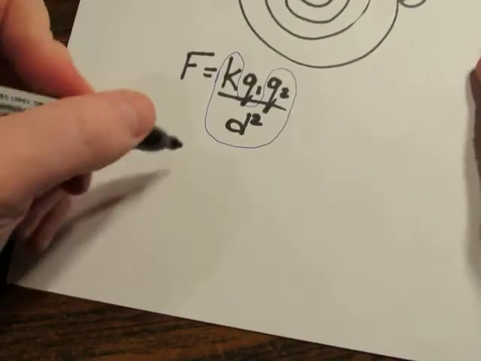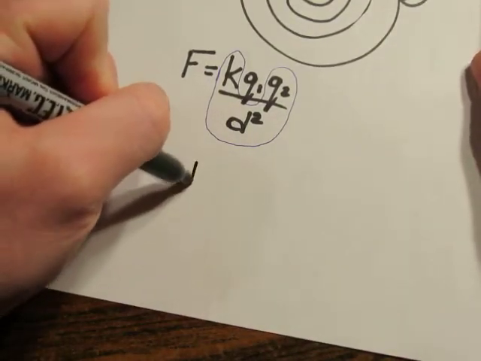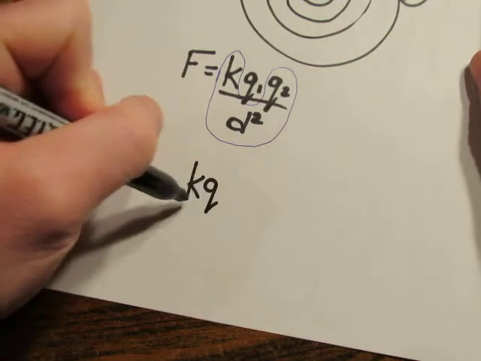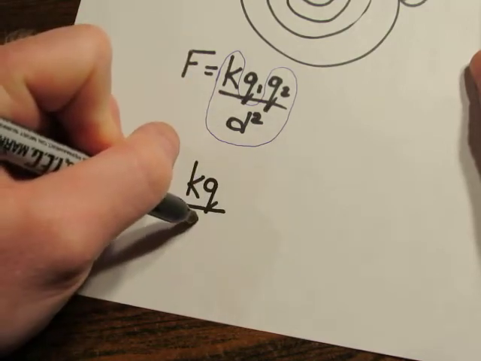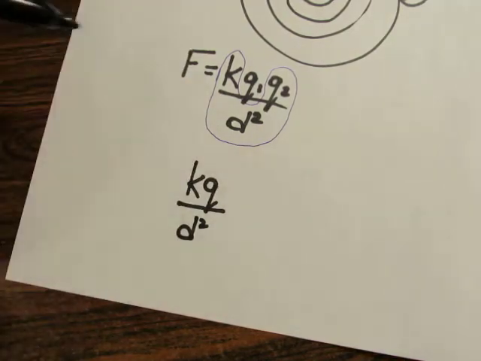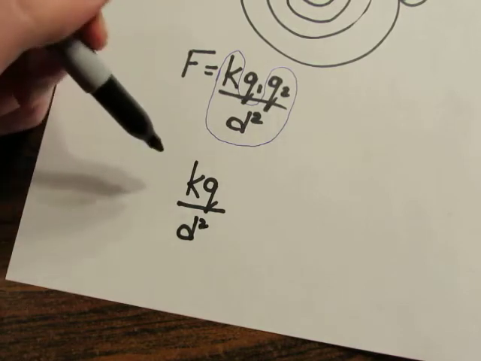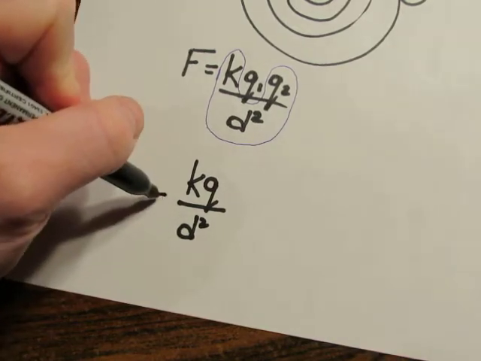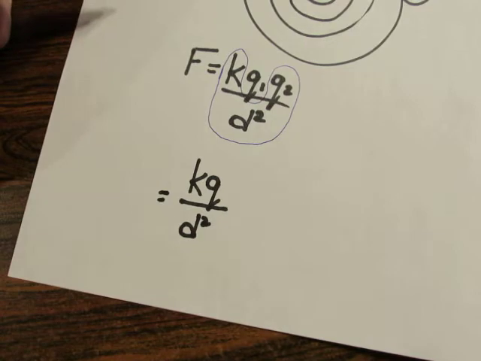So the formula that you probably read in the book, if you did the readings, was KQ over D squared. And they don't even mention Q1 or Q2 because the idea is if you're doing a formula for electric field, you only have one charge.